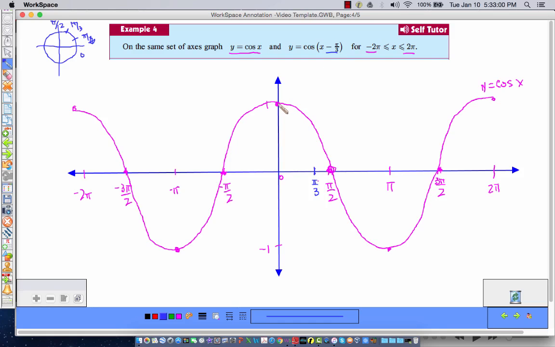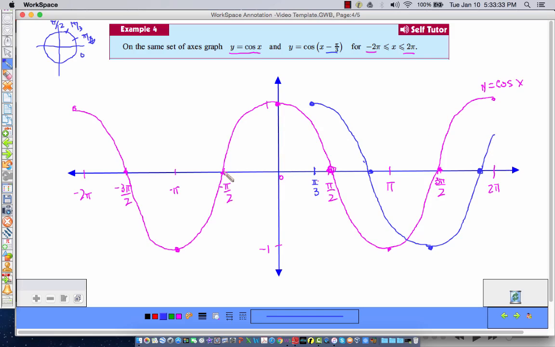So I'm just going to take all the points that I used here and move them to the right pi over 3 units. About right here. Got a 0 about here, a minimum about here, then about here. Let's graph that part right here. Go through the 0, come down through the minimum, then come up, and it's going to start going like that.